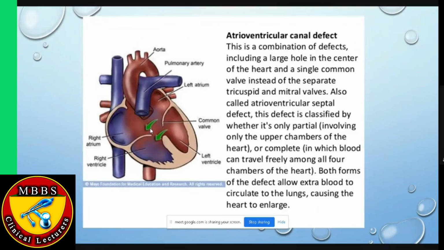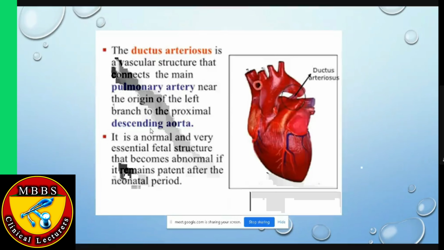And that is why it is also called the atrioventricular septal defect, and it is classified as either partial or complete. A partial defect involves only the upper chambers, whereas in a complete defect, all four chambers of the heart are freely communicating with each other. Both types of the defect allow extra blood to circulate to the lungs, which causes the heart to enlarge. Then we talk about the ductus arteriosus.